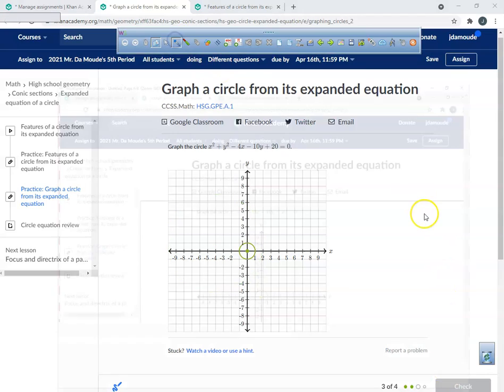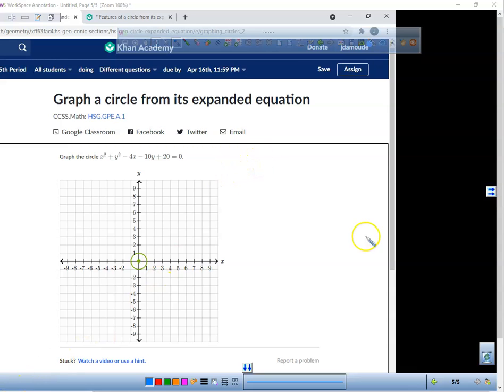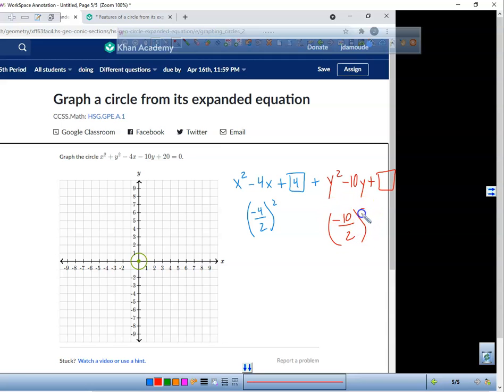This will be my last question that I do. Hopefully after this you'll see the pattern of completing the square. Here's our last problem. We're starting with x squared minus 4x plus an empty square. Half that is negative 2. So I'm going to put negative 4 divided by 2, and I have to square it. So it becomes a positive 4. Plus, we've got y squared minus 10y plus an empty box. What's half of negative 10? Negative 5. Negative 5 squared is 25.